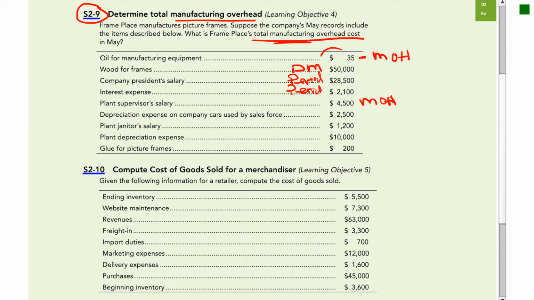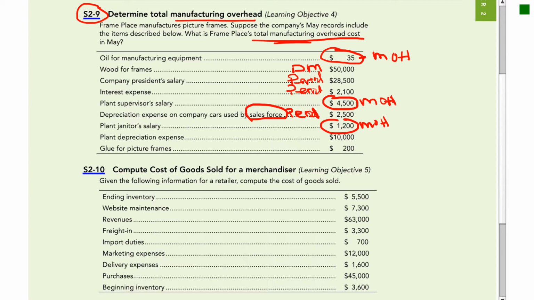So let me just circle these. So the 35 is one of them. The 4,500 is another overhead. The next one says depreciation expense on the company's cars used by who? Well, it's not used by production people, it's used by the sales force. So that's a general admin. So that would be a period cost. We don't need that. It says the plant janitor salaries, believe it or not, that is also part of overhead because they're in the plant and it's not easily traced to the product, which is your cost object. So that's indirect, that's overhead.